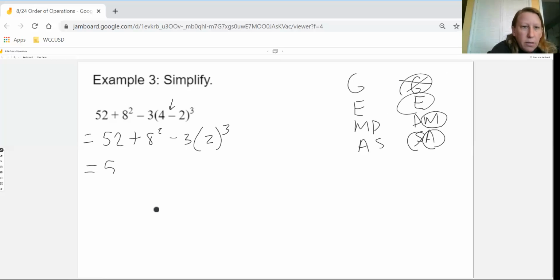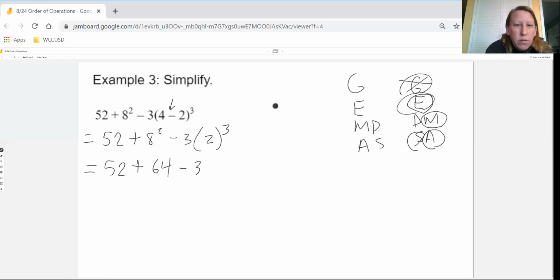Next thing I'm going to deal with is the exponents. There are actually 2 exponents in this problem. The exponents are the little numbers, the 2 and the 3. Okay, so I'm going to do both of those. I'm going to do 8 to the second power. That's not 16. 8 to the second power is 8 times 8. It's repeated multiplication. So that's 64.